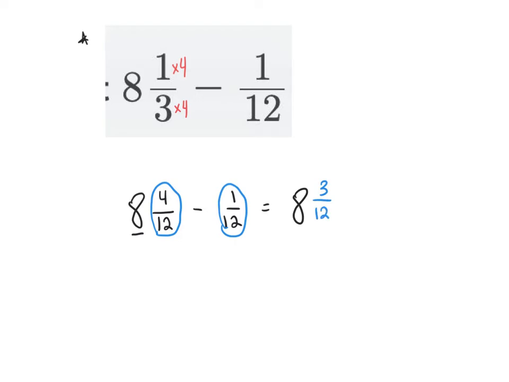Now there's one more step I need to do on this one. What is it? Simplify. What is your answer after you simplify? You need to divide the top by 3 and the bottom by 3. You should get 8 and 1/4 for your final answer.